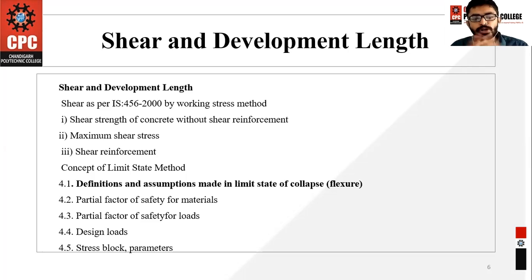If I talk about the definitions and the assumptions made in the limit state of collapse, what is the limit state of collapse flexure? This has been done by the code booklet itself. You don't need to cram anything in this subject. This is the major advantage of this subject. If you know how to follow the code booklet, then you can easily apply all those things in your examination, effortlessly. There are various things like the partial factor of safety for materials and for loads.